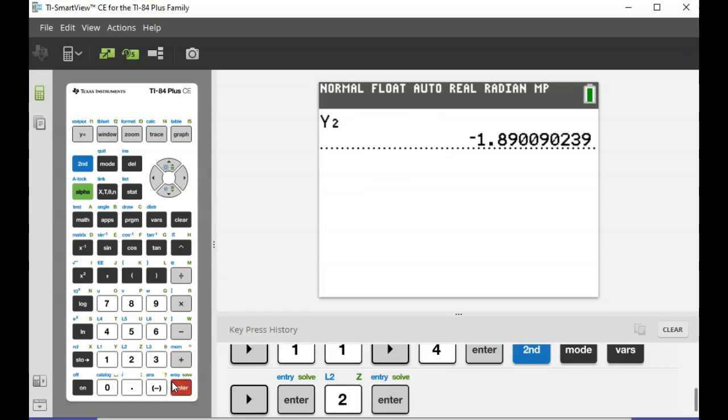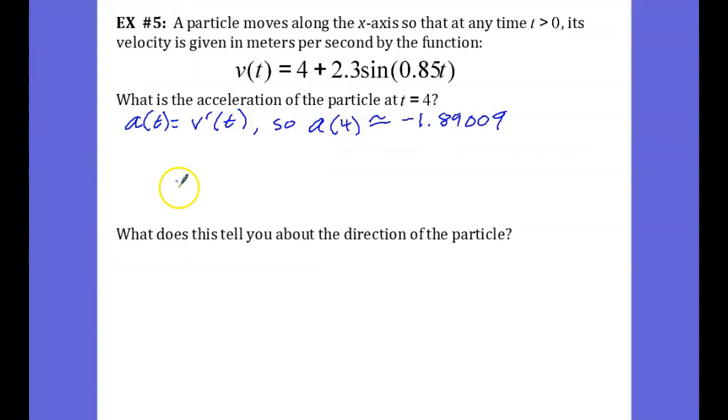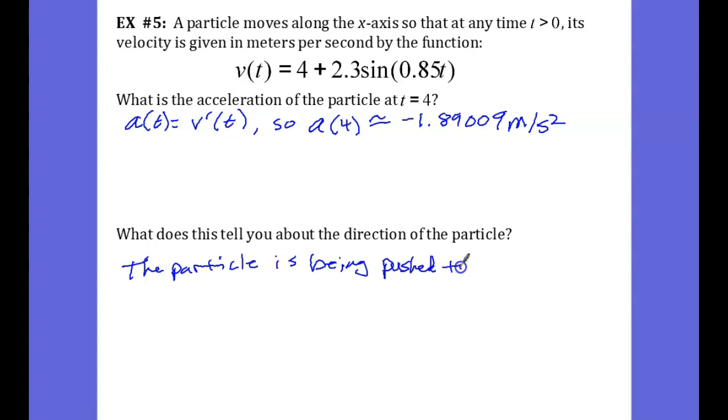Negative 1.89009. So the effect of this acceleration on the particle, oh, you know what? Let me put some units in here. Meters per second squared. So what does this tell us about the direction of the particle? Well, as far as the acceleration is concerned, that just means that the particle is being pushed to the left at a rate of 1.890 meters per second squared.